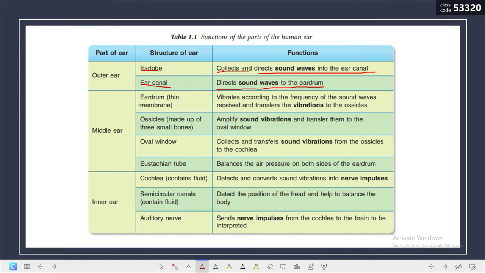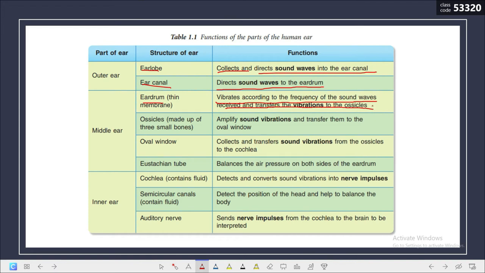The middle ear starts from the eardrum. This is a very important part because the eardrum will vibrate. You already know sound travels by using the vibration of molecules, so when it reaches the eardrum, the eardrum also needs to vibrate. It's a very thin membrane, and it vibrates according to the frequency of the sound wave, then receives and transfers the vibration to the ossicle.